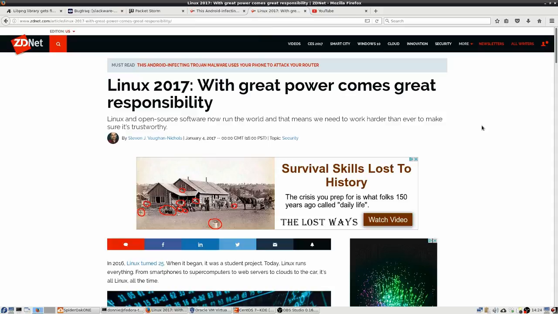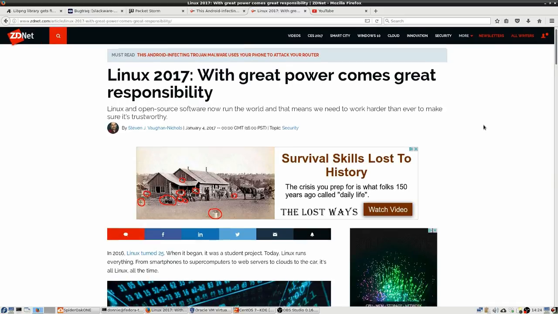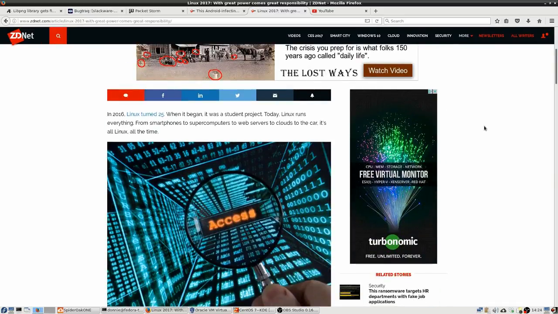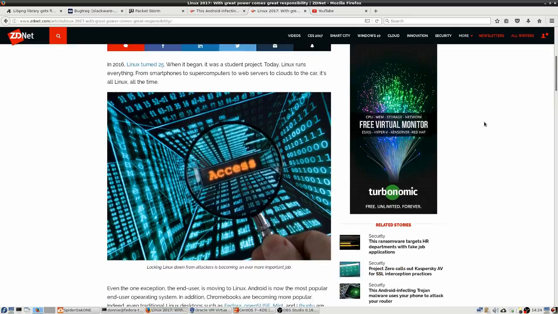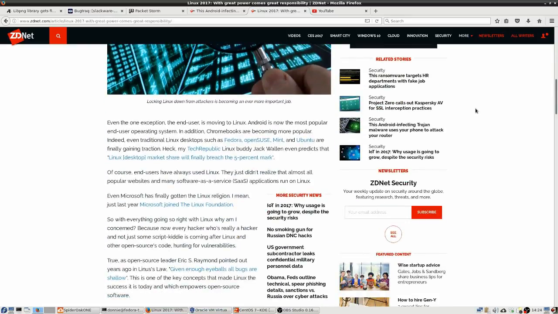Then over here, also ZDNet.com, "Linux 2017: With great power comes great responsibility." This is an article from Stephen J. Vaughan-Nichols, who's one of the token Linux people there at ZDNet.com. Again, I'm not going to go over it all in detail. I'll let you look at it later. Basically, it's just the fact that we've had some security problems throughout 2016 with Linux. And he's also mentioning the fact that Linux is becoming more popular than it ever has been before.